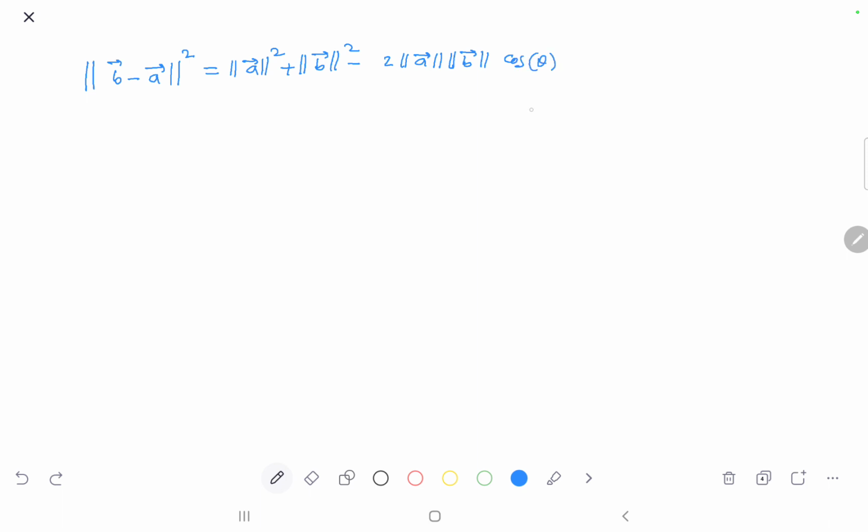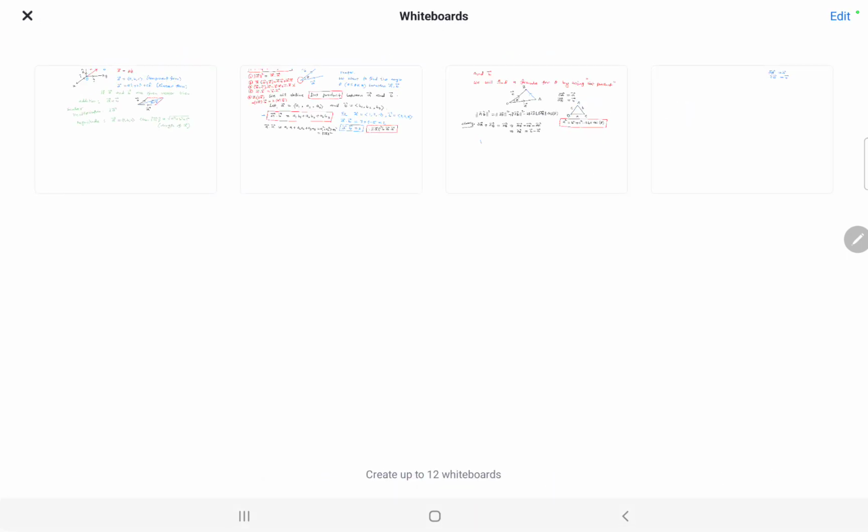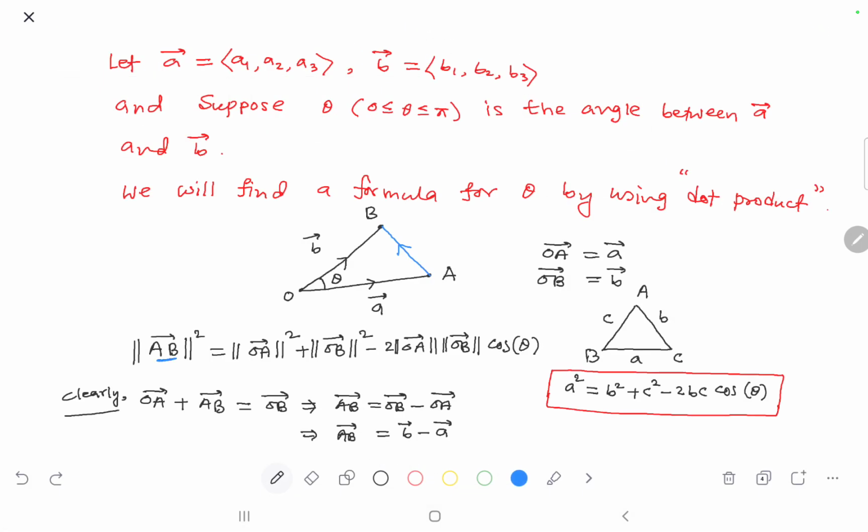Since AB vector equals B vector minus A vector, and OA vector is nothing but A vector, and OB vector is nothing but B vector, I just put everything in this expression. Here I put B minus A, this I replace by A, this I replace by B, similarly. Okay?